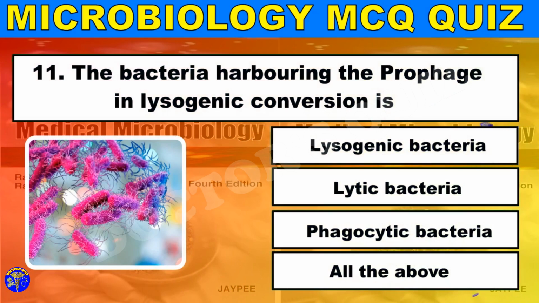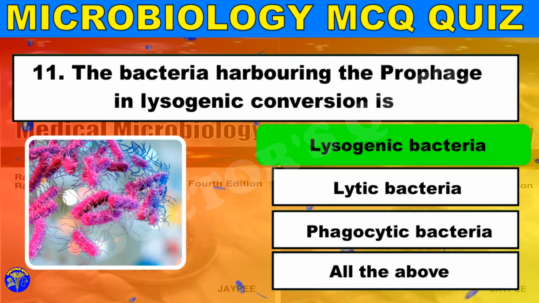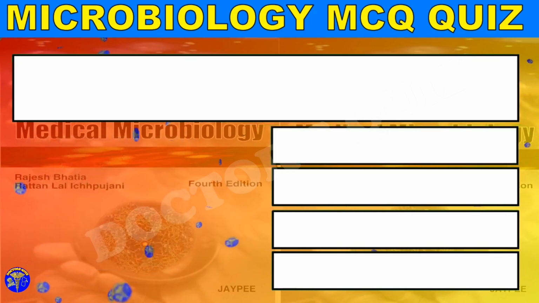The next question is, the bacteria harboring the prophage in lysogenic conversion is? The options are lysogenic bacteria, lytic bacteria, phagocytic bacteria, and all the above. The right answer is lysogenic bacteria.